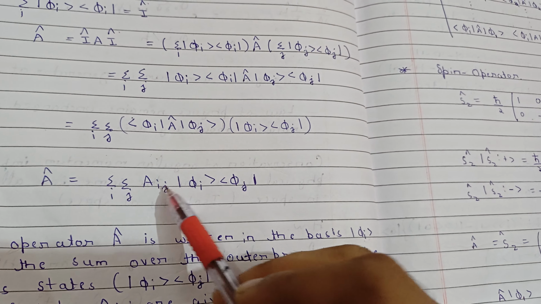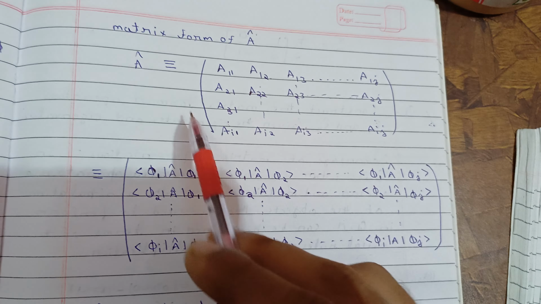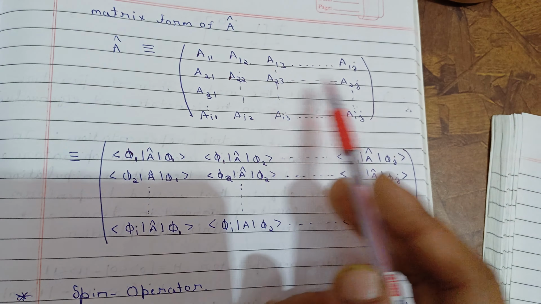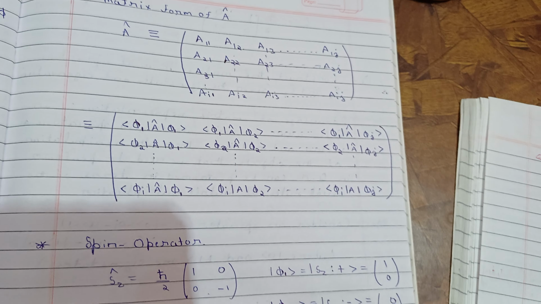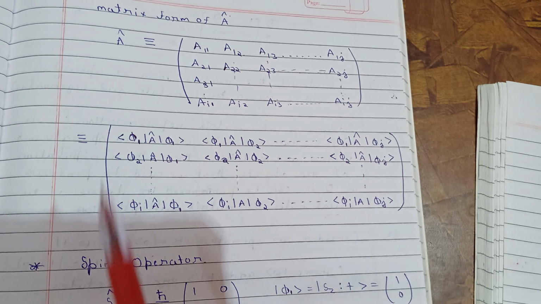So Aij is represented by <phi_i|A|phi_j>. If this is your matrix of operator A, you can find each and every element using these formulas. So A11 can be given by <phi_1|A|phi_1> and A12 by <phi_1|A|phi_2>. So that's how you can find the matrix for any operator.